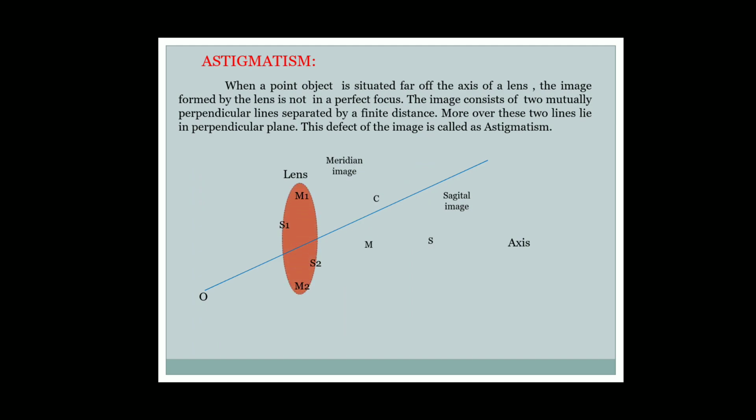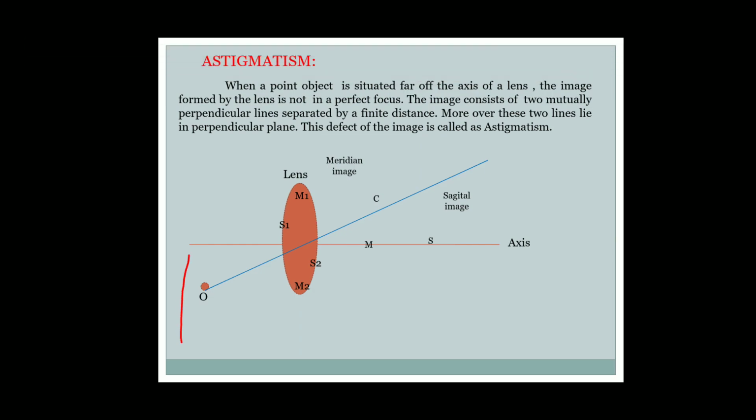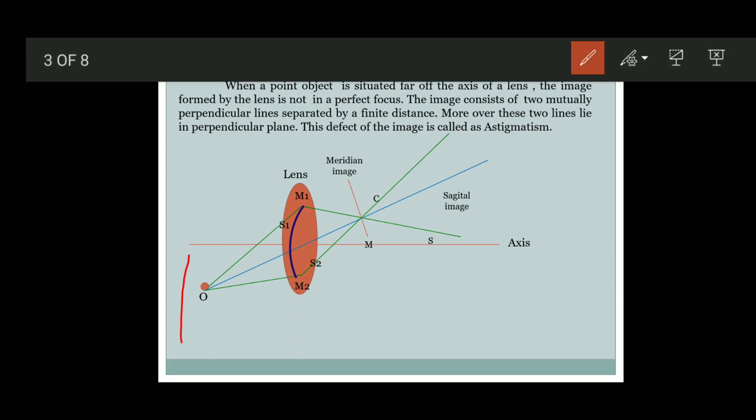This is the convex lens. This is the principal axis, which is passing through the center of the lens, and Y is the point object far from the principal axis. If the light rays incident on the convex lens are divided into different zones, and one of the rays is passing through the M1 M2 plane, this is called the meridian plane, whose rays form an image at M. This is a straight line. This is not a point image.